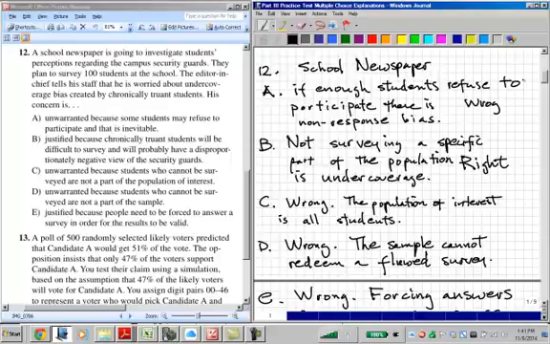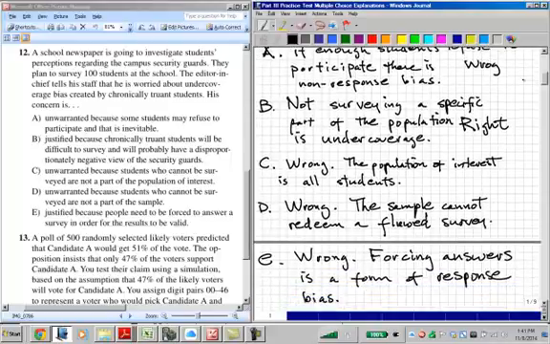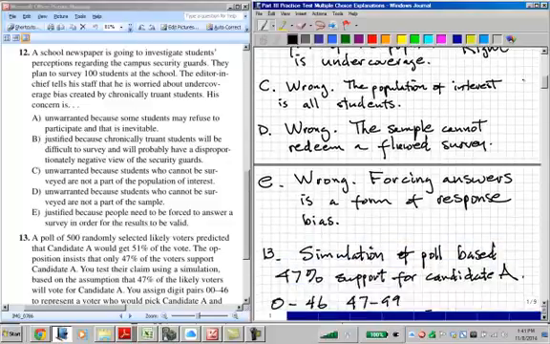D, unwarranted because students who cannot be surveyed are not part of the sample. That's wrong. The sample cannot redeem a flawed survey. Just because somebody isn't in it doesn't mean the sample is okay. And E, justified because people need to be forced. That's wrong. Forcing answers is a form of response bias. 13.